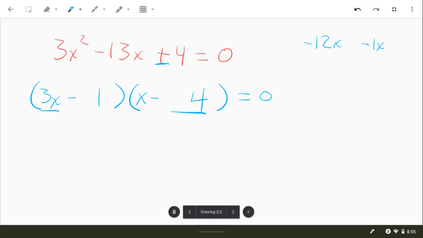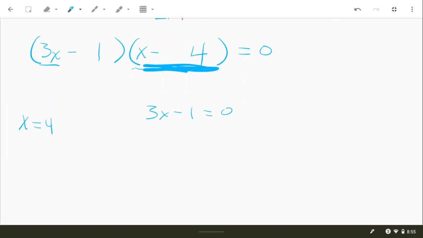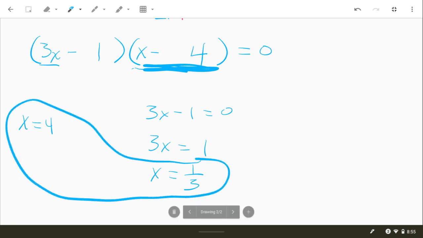Okay, take each of these factors. This one, when you set it equal to 0, you're just going to get x equals 4. For this other factor, I'm going to do 3x minus 1 equals 0. Add 1 to both sides, I get 3x equals 1. And then divide by 3, I get x equals 1/3, or 0.333 repeating. There's that one.